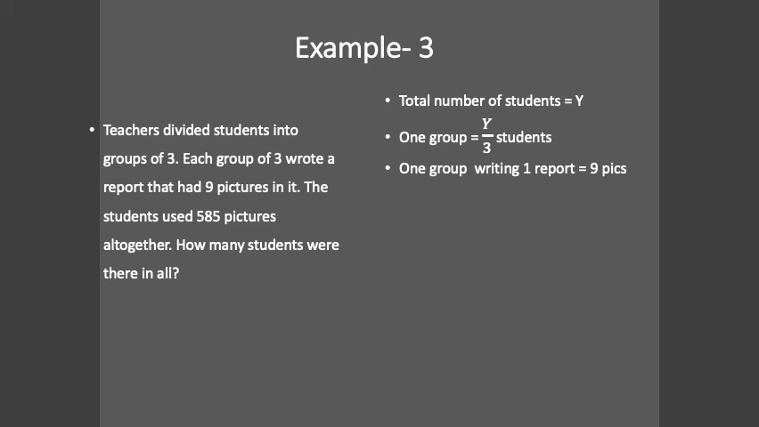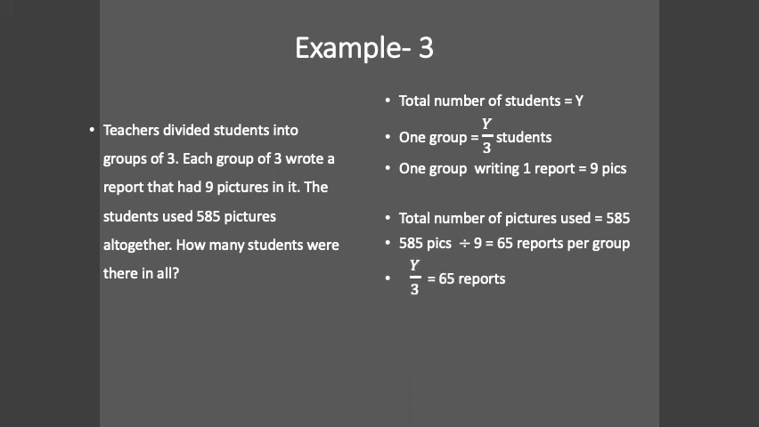First of all, how many reports can we get from 585 pictures? We know that by dividing by 9 pictures, because 9 pictures are in 1 report. Hence, 585 pictures would produce 65 reports. When we translate that into a mathematical equation, we can say one group, which is y over 3, equals 65 reports. When we isolate y, it becomes 195. Remember that y stands for the total number of students. This means that there are 195 students in total.